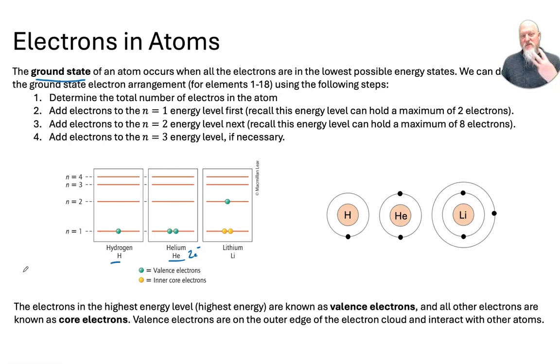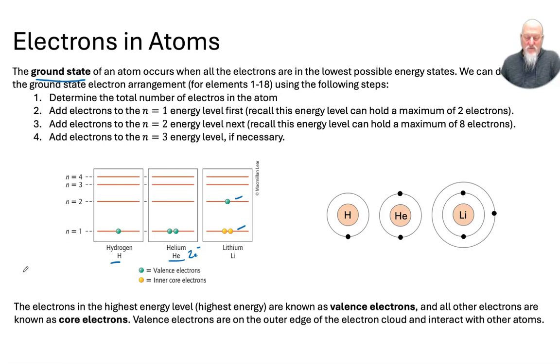Lithium has 3 electrons. Lithium atoms have 3 electrons, so 2 of them are going to go in that n equals 1 level, and then one of those is going to go in the n equals 2 energy level.